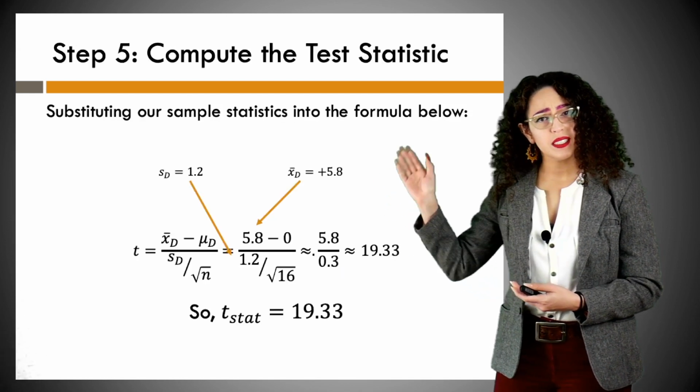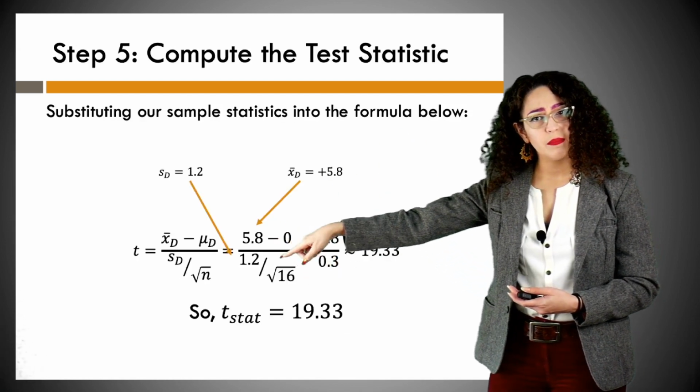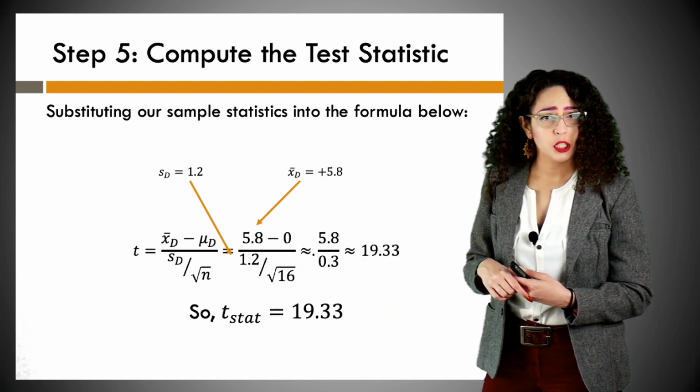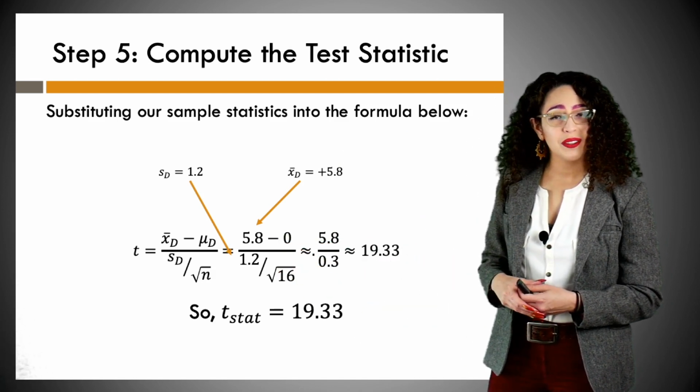Substituting our sample statistics in the formula below, 5.8 minus 0 divided by standard error, 1.2 divided by square root of 16. I should be an auctioneer. We end up with 19.33.